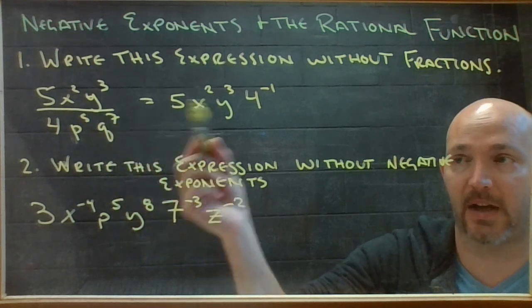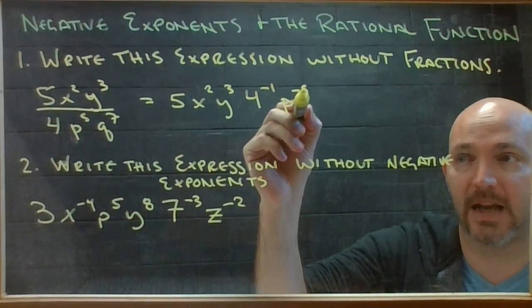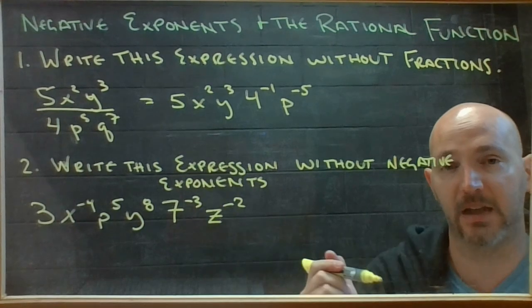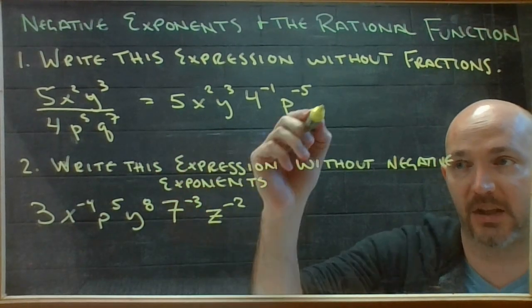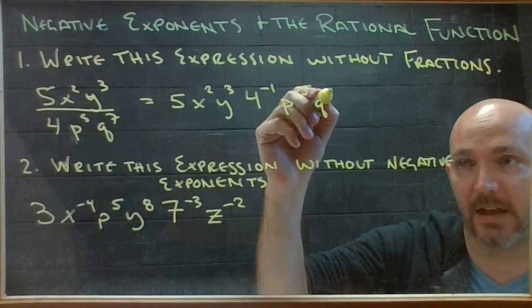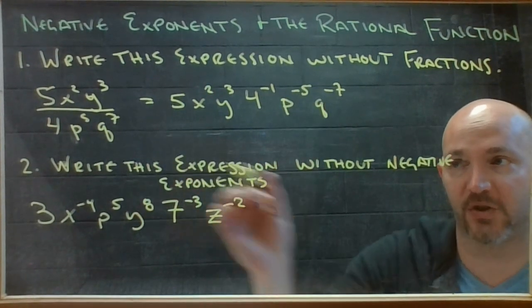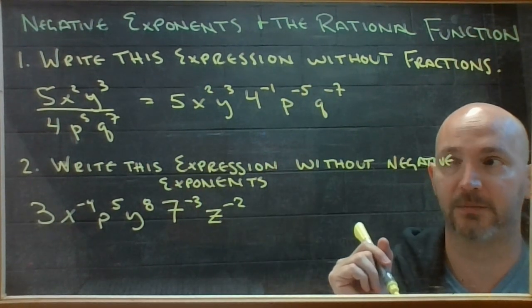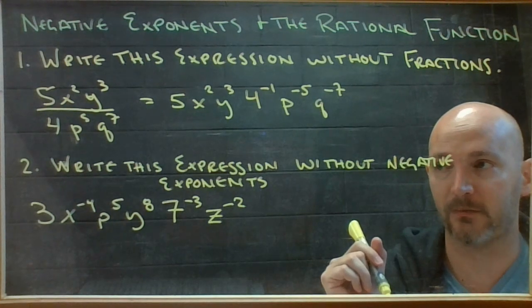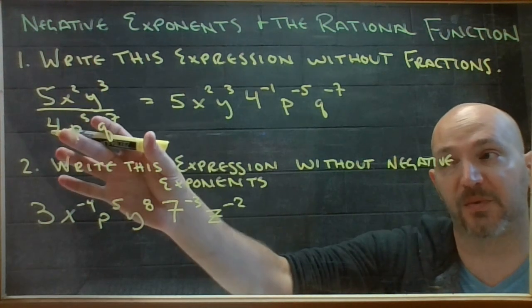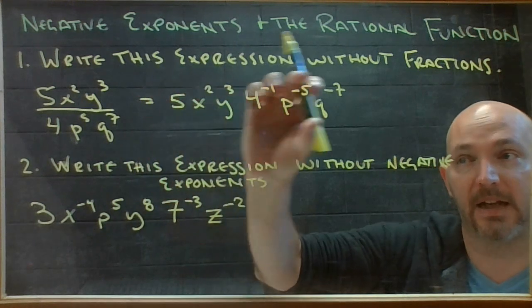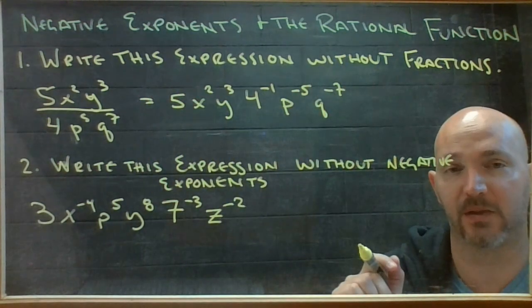This p to the 5 will be p to the negative 5 to show that it should be in the denominator. And this q should end up as negative 7 to show it should be in the denominator as well. So I've taken this expression, which was written in fraction form, and I have rewritten it without needing the fraction bar.